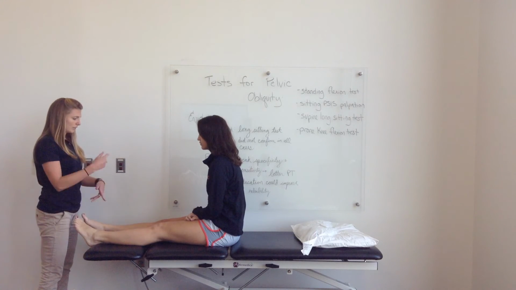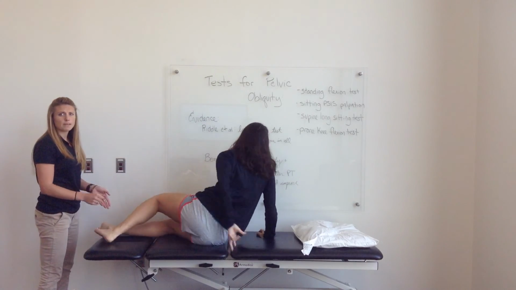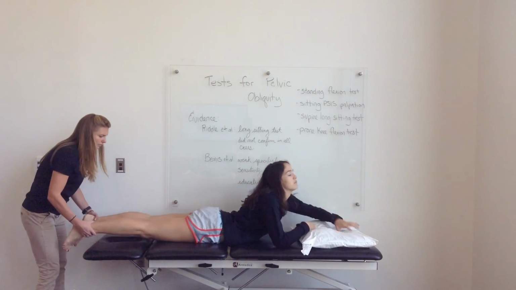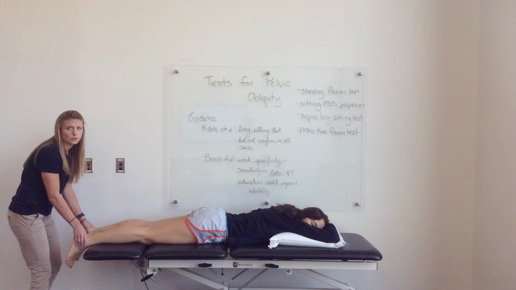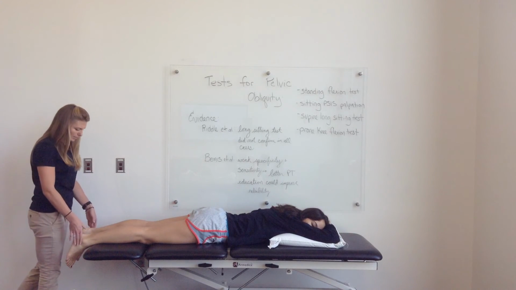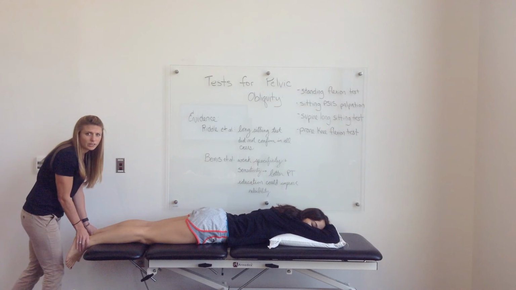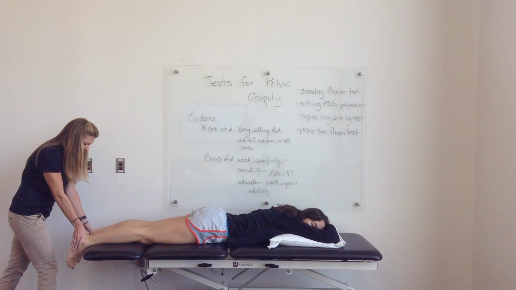So then for the prone knee flexion test, you're going to have the patient turn over, and you're going to ask the patient to lay there with their knees fully extended. And then you're again comparing the lengths of the legs by palpating the inferior aspects of both medial malleoli. And again, you're looking for a leg length discrepancy.